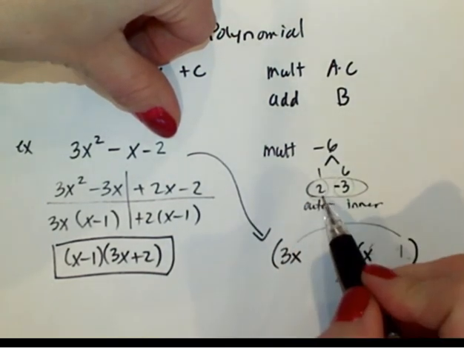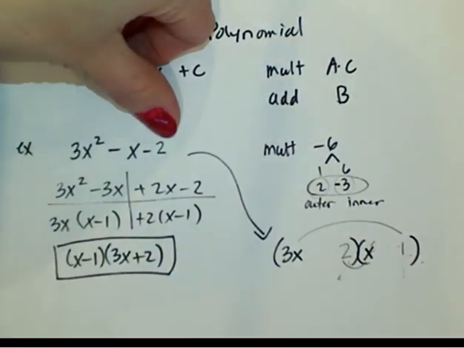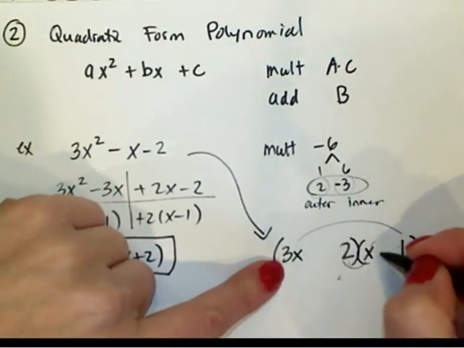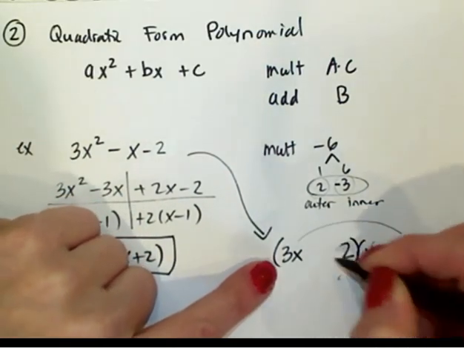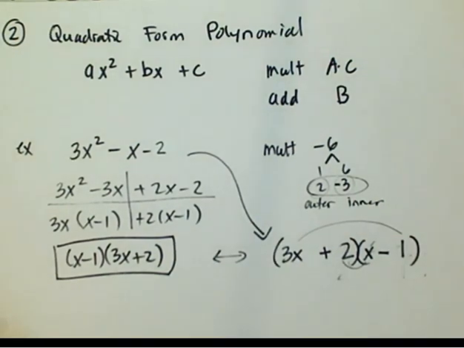And my inner has to multiply to 2. Okay, so my outer and inner have the correct signs. Let's go ahead and fill those in. Minus 3, so the minus is going to go here, and the plus is going to go here. Same factors. Okay, so let's go back to quadratic form.